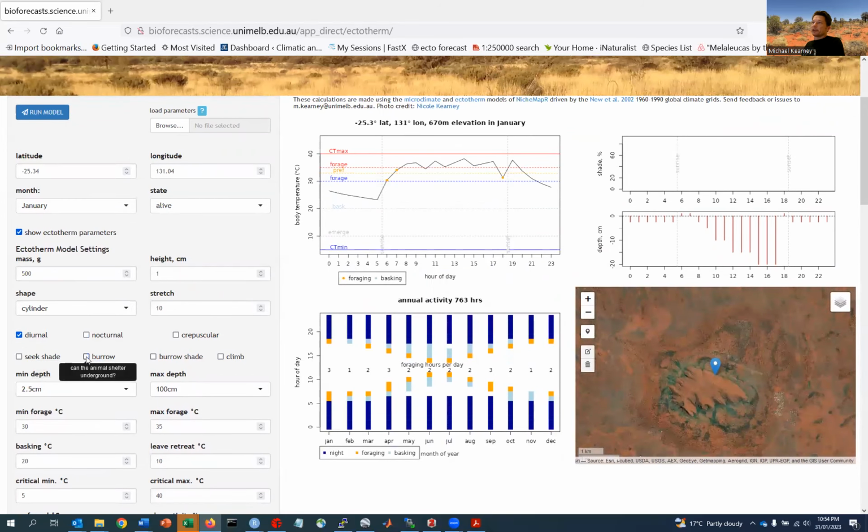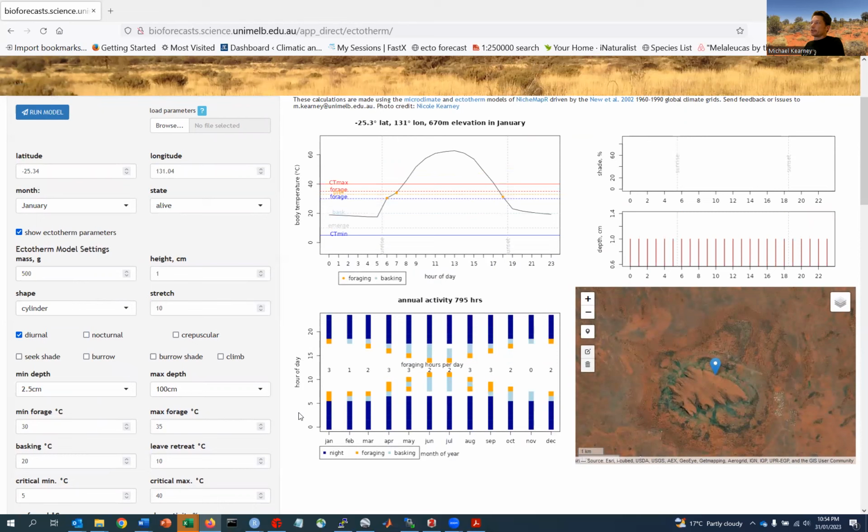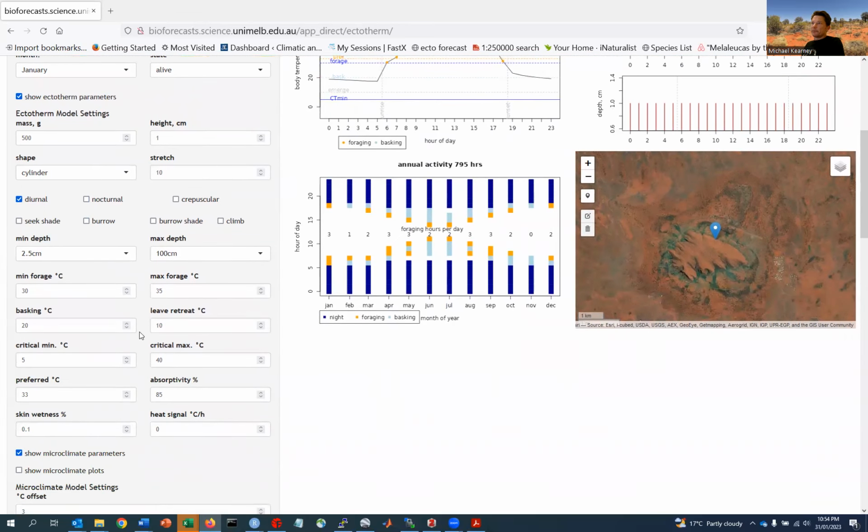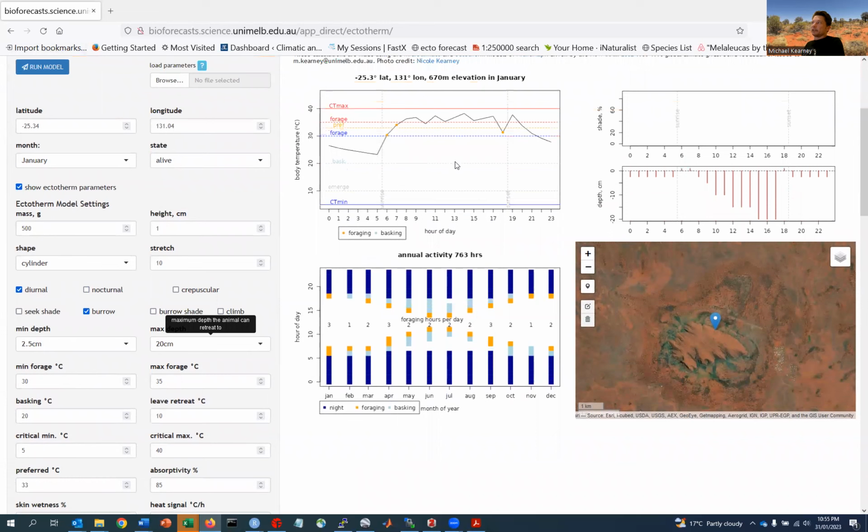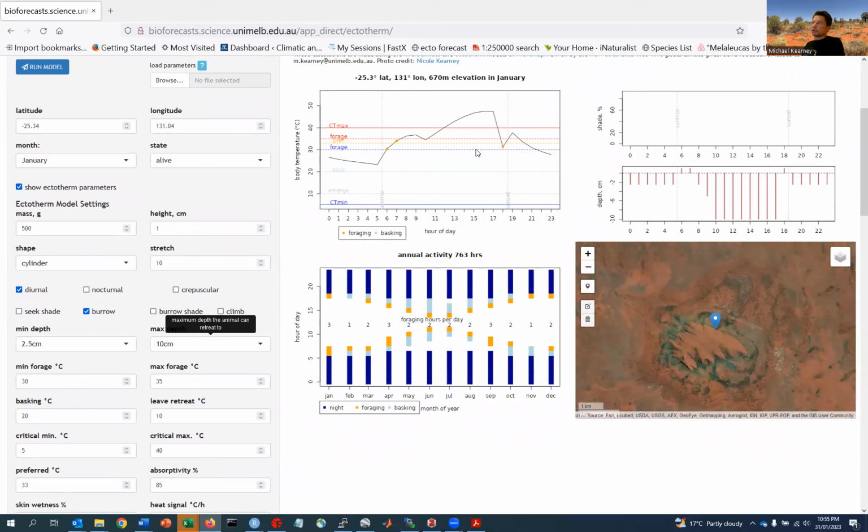Okay, and now if we didn't let it burrow, then we're going to see a very unhappy animal that's basically dying all the time. So they really need access to burrows. And you can say how deep it can access a burrow. At the moment, it can go between 2.5 centimeters and 1 meter. If we turn the burrow back on and say that it's only able to get to, say, 20 centimeters and run the simulation again, you would see that would be fine for this animal in January. But if we made it, say, 10 centimeters, then the animal's going to be too hot. So if it can't get deeper than 10 centimeters for whatever reason, it would be overheating.